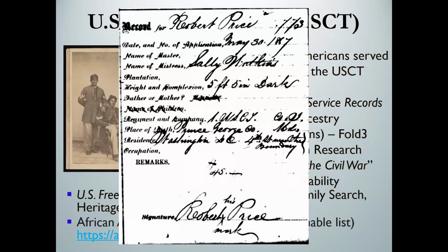The place where he was born. So if you're researching African American ancestors, it's going to tell you this man was born in Prince George County, Maryland. And when he applied to the bank, he was living in Washington, D.C. So again, if you're researching the U.S. Colored Troops, there's a lot of good information on where you can go to get those records.